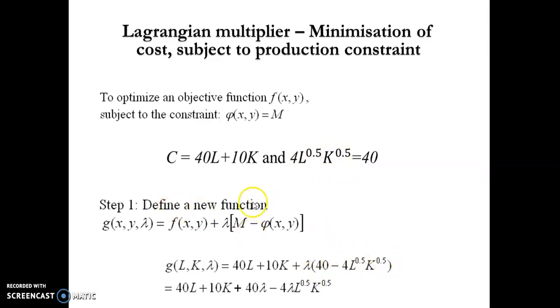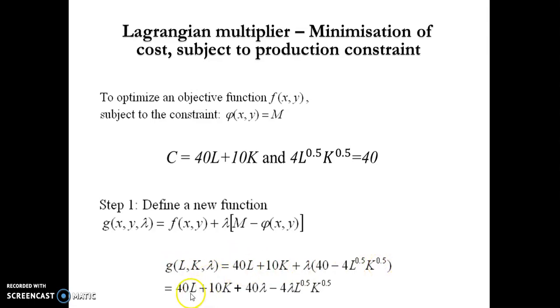So by defining our new function, there is our constraint in the square brackets, and it is 40 minus 4L to the power of a half, K to a half. Then you multiply it by the scalar, lambda, as we have there. This must be a plus sign. Okay, we won't go into the technicality of that now, but this must be a plus sign. And then your objective function is the 40L plus 10K. So there is your new function.